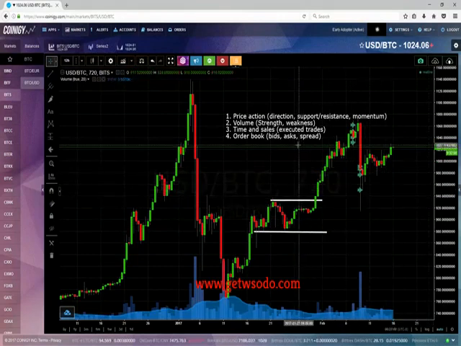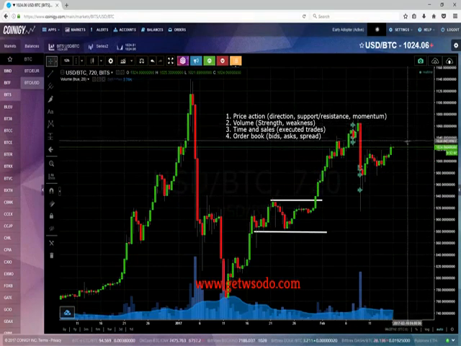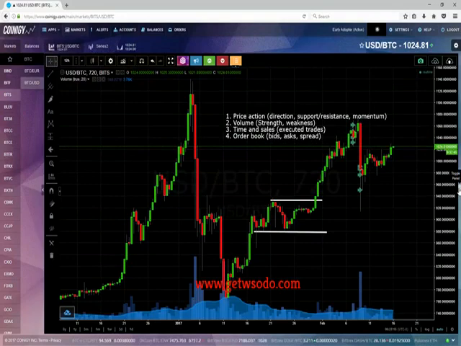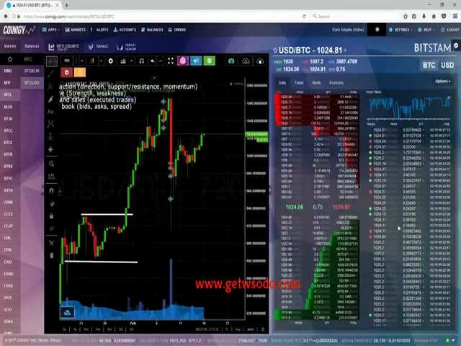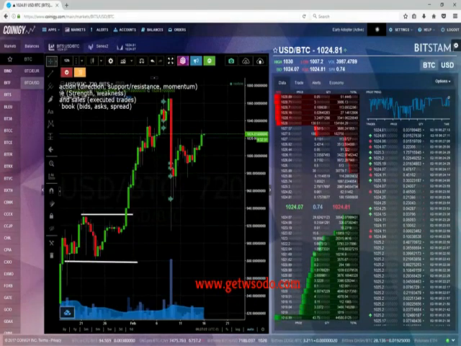And so you also have time and sales, so the live executed trades. Over on Coinergy, you just hit this tab right here. And these are the live executed trades right here. So you could see how much Bitcoin people are buying and selling at any given point in time.